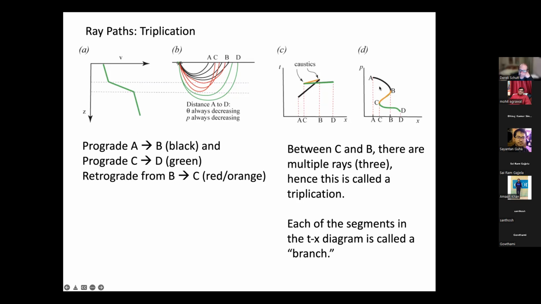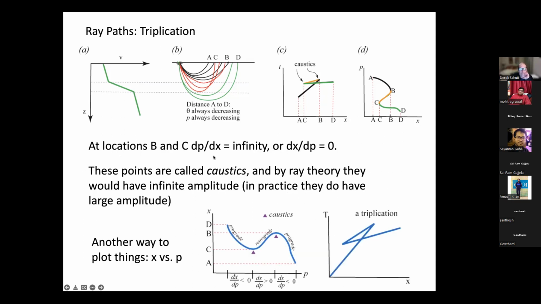If I plot dp dx, I get this. And where this slope is infinite, we would also have high amplitudes because the slope is proportional to the amplitude. Each of these segments in the TX diagram is called a branch. So this is the AB branch, this is the CD branch, and this is the BC branch. These points B and C are called caustics. By ray theory, they would have an infinite amplitude. In practice, they do not.